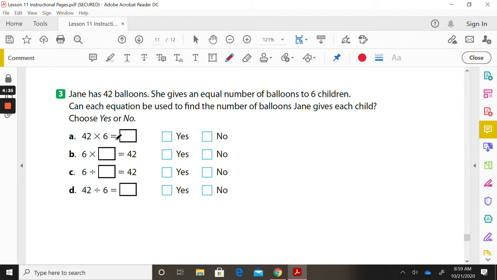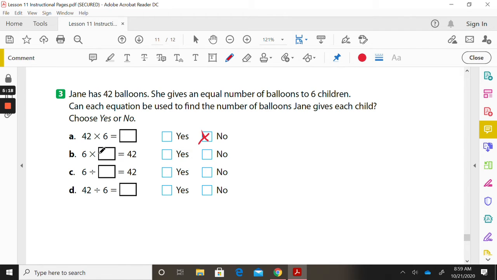A, 42 times 6. Well, as I look at that problem, that makes me think that I'm going to get a really big number as my answer if I do 42 6 times. And in fact, 42 is my total. So I don't think that 42 times 6 would give me the number that I am looking for. I think it would be much too large. I should not multiply my total. I'm trying to multiply two numbers to get my total. So I think this one is going to be no. I'm going to have to put no there for that one. I don't think that one's going to work.